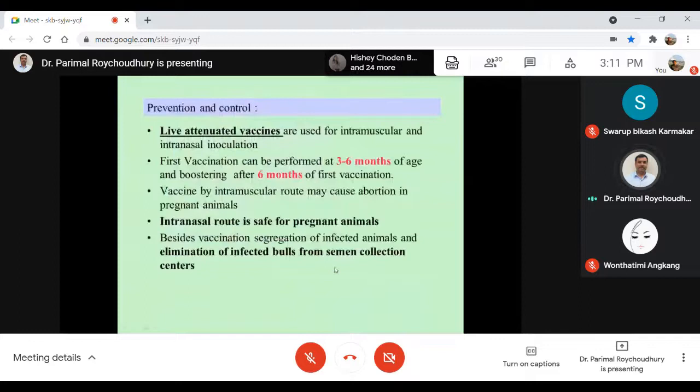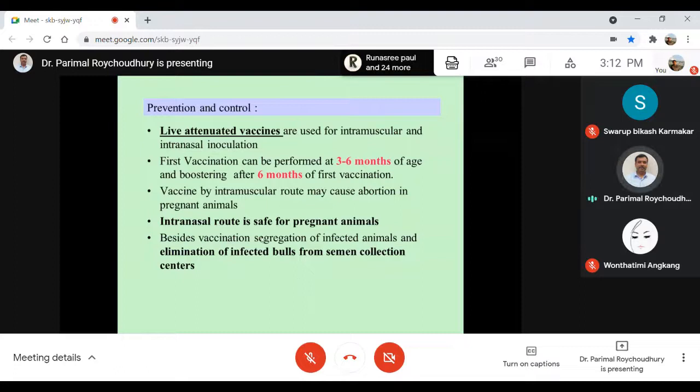So control of the disease is based on the live attenuated vaccine that is available. Interestingly, in a pregnant animal, live attenuated vaccines may sometimes cause abortion. That's why, instead of intramuscular inoculation in a pregnant animal, intranasal instillation is given. When it is given intranasally, abortions are not seen, unlike giving it intramuscularly. So certain vaccination regimes are followed here. And of course, the vaccine is not available everywhere, but in certain states of India, vaccination is practiced for controlling the infection.